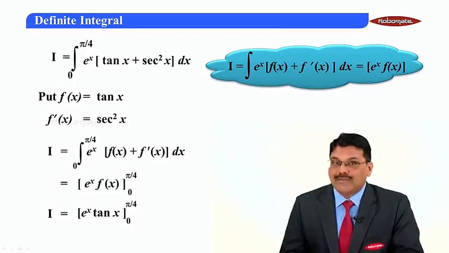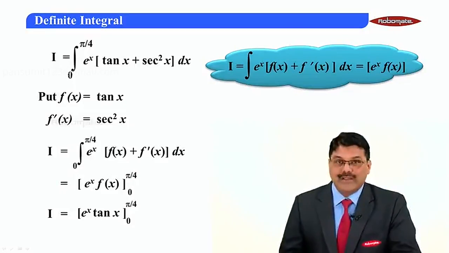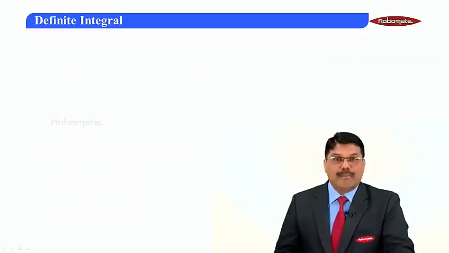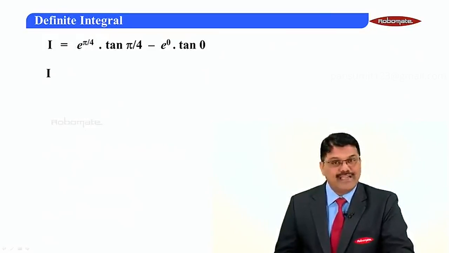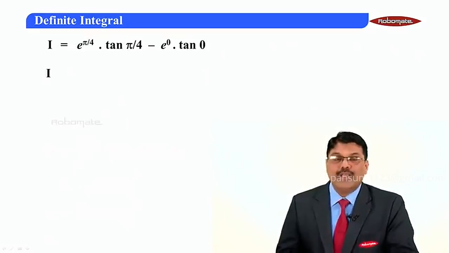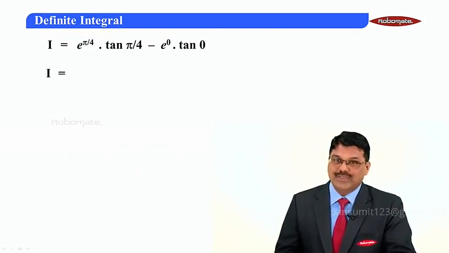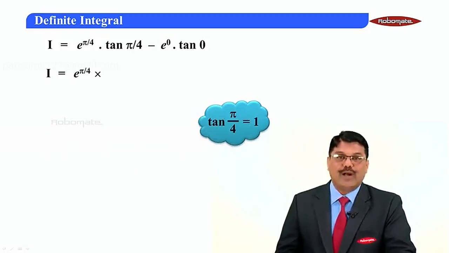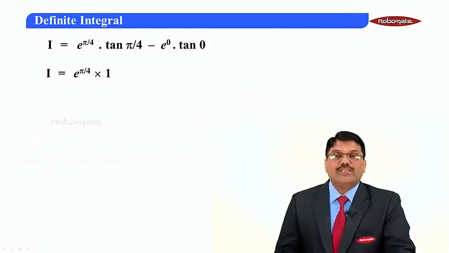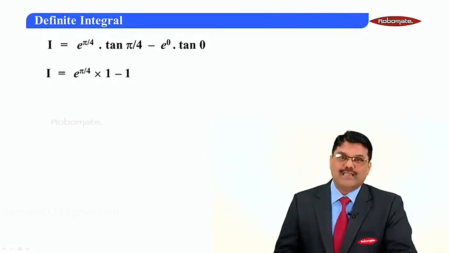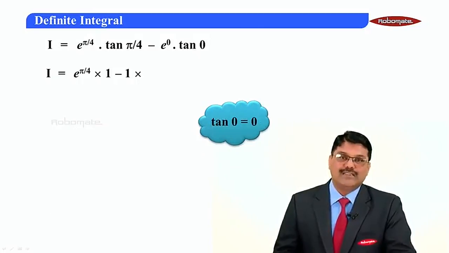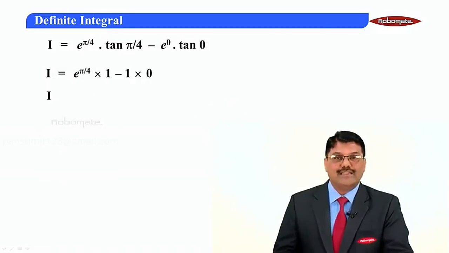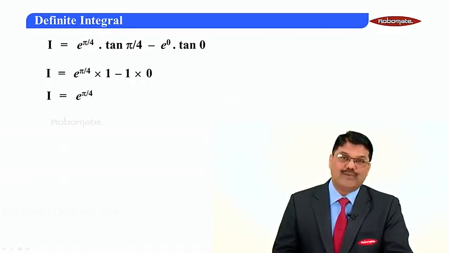Now, by the fundamental theorem, let us substitute the upper limit and lower limit. Substituting the upper limit pi by 4, it becomes e raised to pi by 4 into tan pi by 4, minus, substituting the lower limit, e raised to 0 into tan of 0. Now, e raised to pi by 4 will be as it is. What's the value of tan pi by 4? That is 1. Now, e raised to 0, anything raised to 0 becomes 1, so minus 1 into, what's the value of tan 0? That is 0. So the second term, 1 into 0, becomes 0. So the final answer I is equal to e raised to pi by 4.